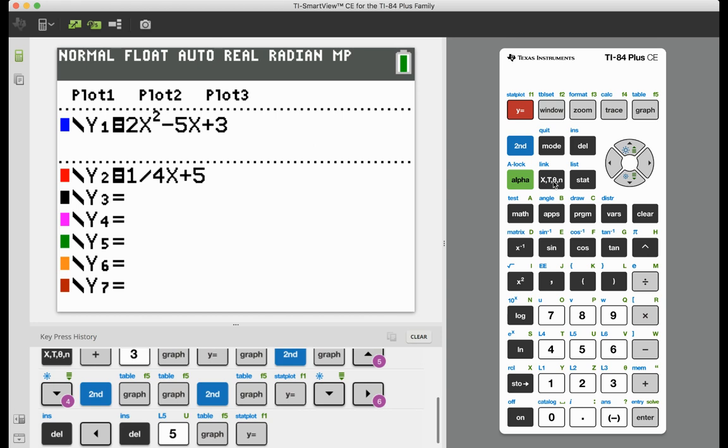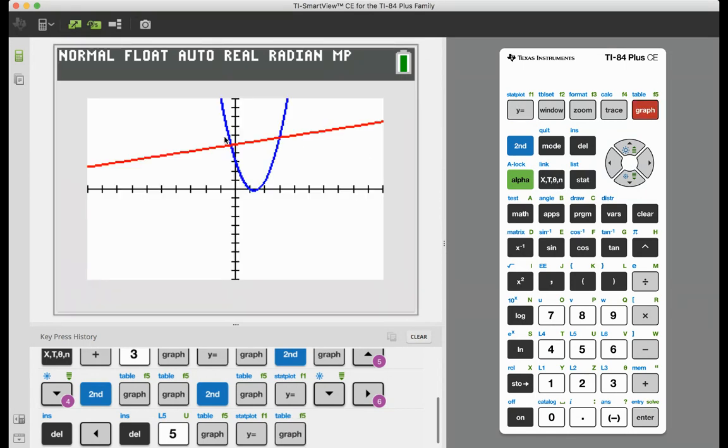Hey guys, in this video I just wanted to go over how you can use the TI-84 graphing calculator to help you find intersections for systems of equations. So I've entered a quadratic here, 2x squared minus 5x plus 3, and a linear function, 1/4 x plus 5. Now I just more or less made these up. Let's see what happens. Now when we hit graph, we can clearly see that there's two intersection points.